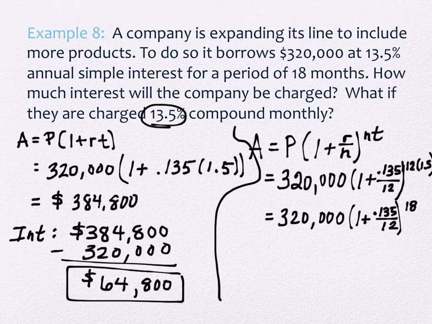Any idea why that exponent might be 18 based on this particular problem? It's for 18 months and it's compounded monthly, which means there's 18 payments. 18 times that the interest compounds. Okay? So, go ahead and grab your calculator. Find out for me, what do you get on this problem?